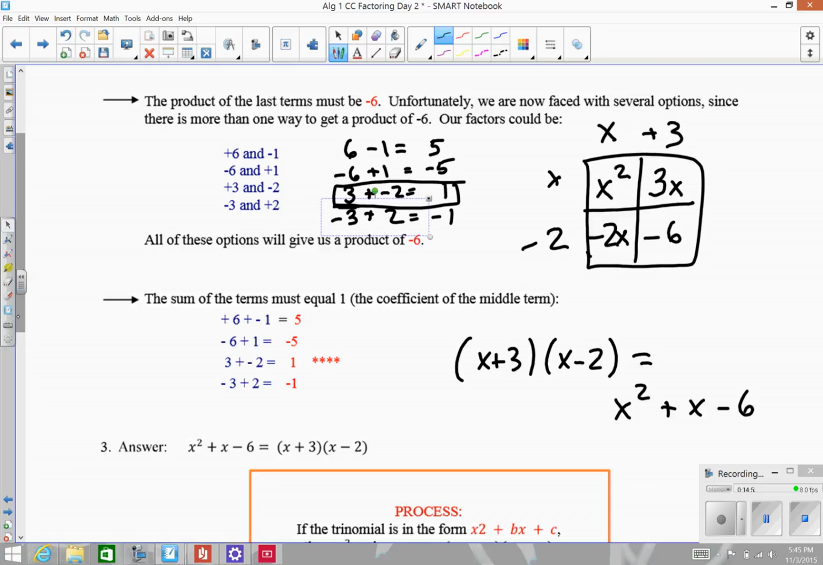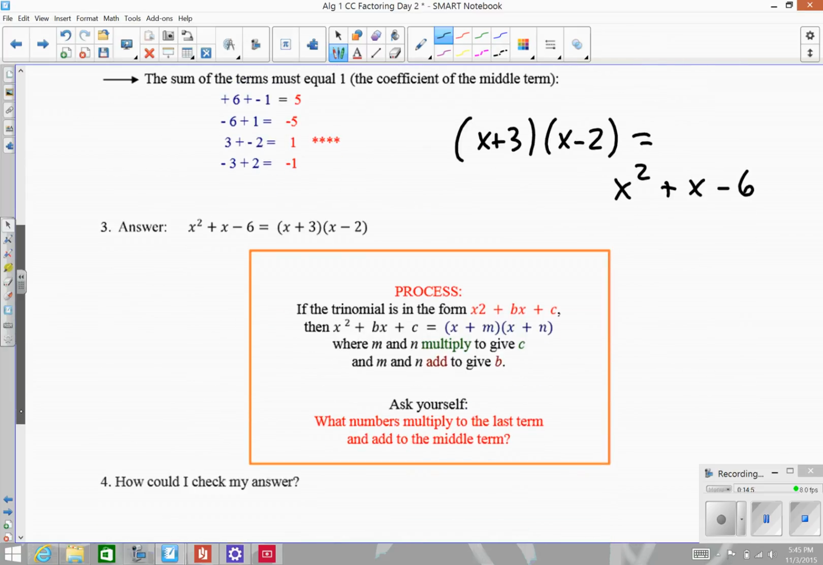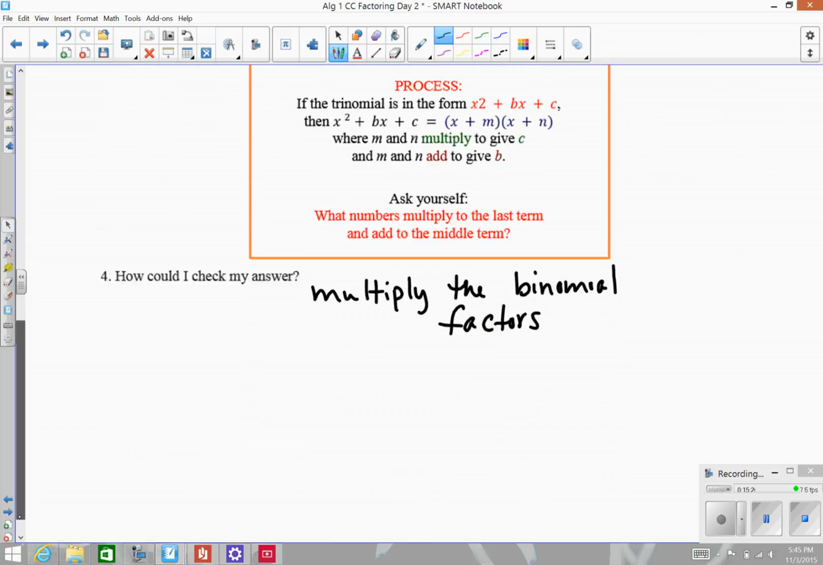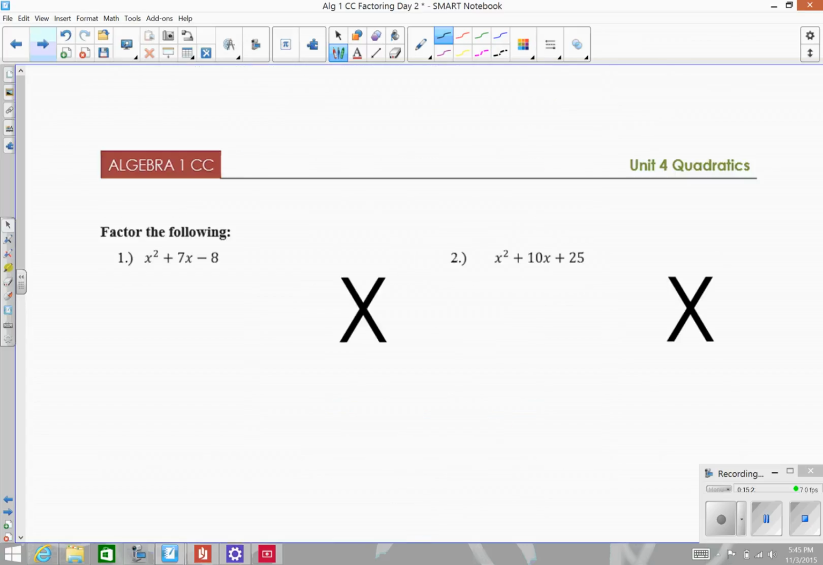So we're going to use the same process to keep factoring trinomials. How could we check our answer? Multiply the binomials. And these binomials are factors. So really what we're doing is multiplying the binomial factors. Alright, so let's continue on. Look at the next page. We're going to do some practicing here.